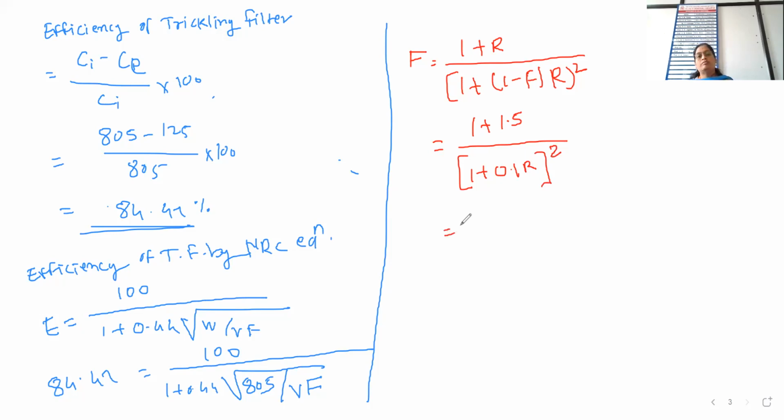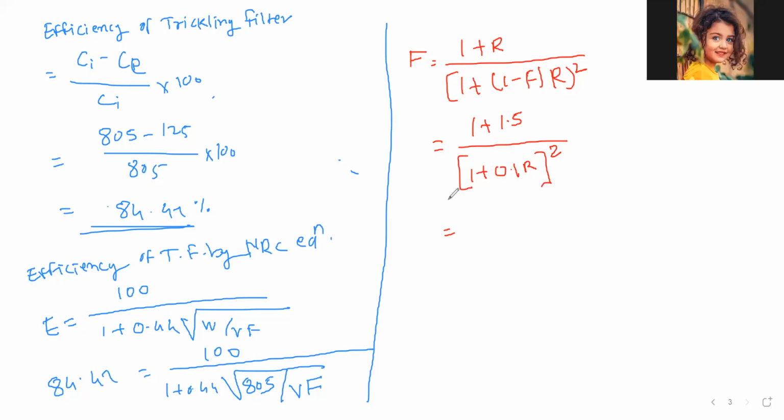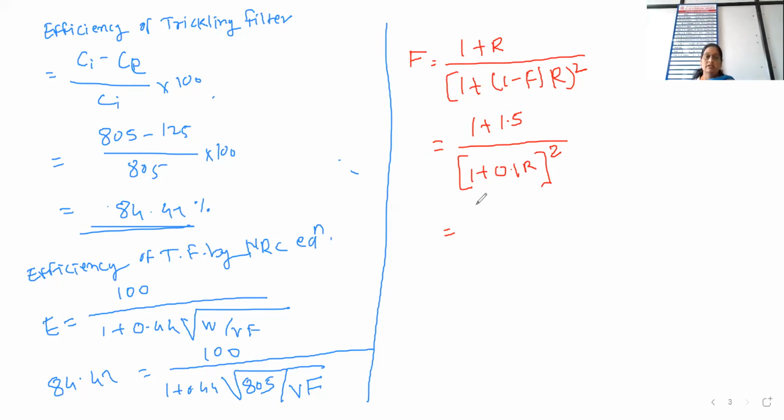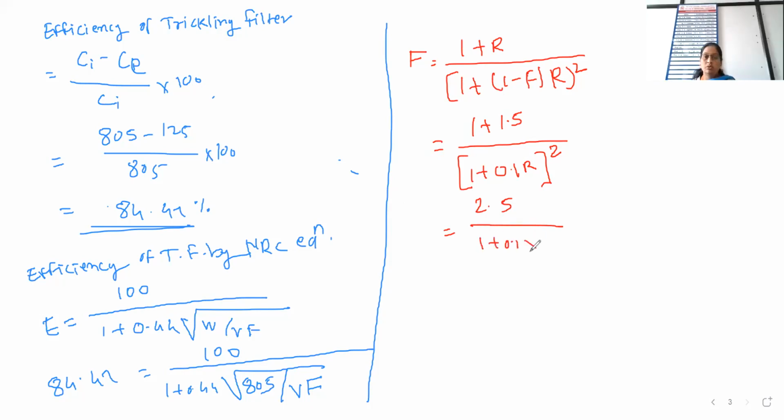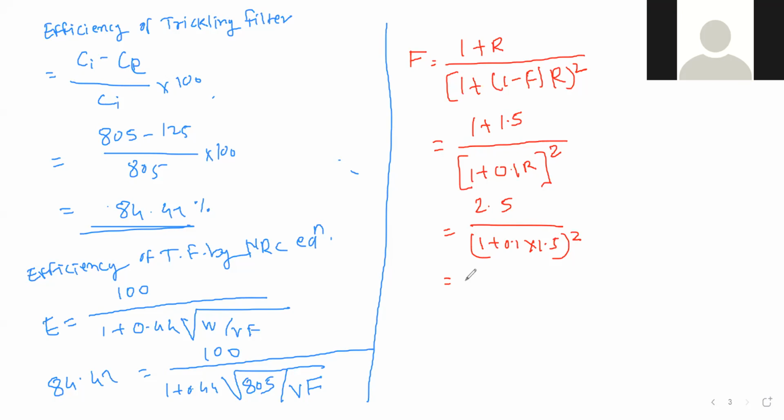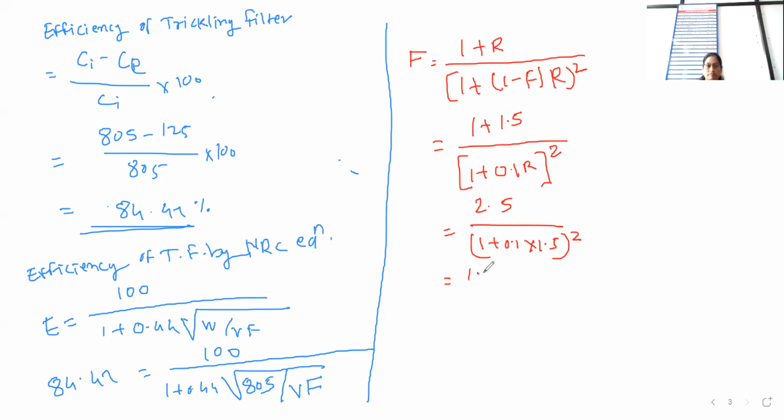So what is the value of F? Calculate and let me know, please. Value of F. Ma'am, the value of R, 1.5, we have to put below also, right? Yeah, it is required. 2.5 upon 1 plus 0.1 into 1.5 bracket square. And find out. 1.89.